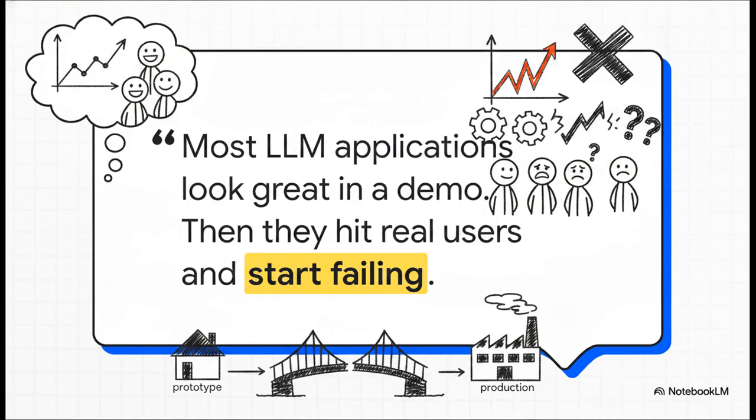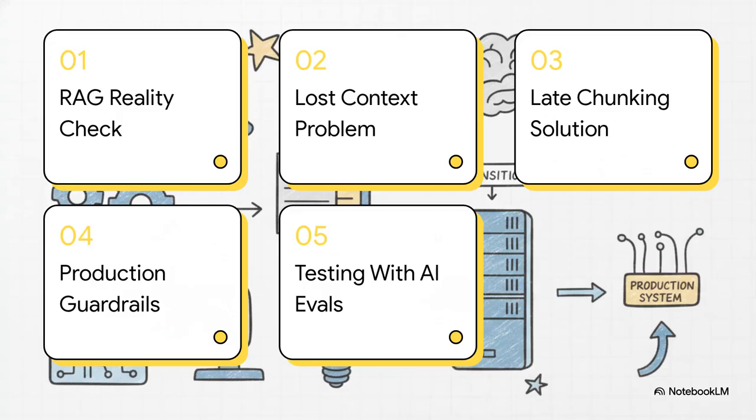It's incredibly easy to build a demo that impresses your team, right? But it is incredibly difficult to build a system that doesn't just randomly hallucinate or crash the second actual users start throwing unpredictable questions at it. Okay, so let's dive into our roadmap for today. We'll start with the RAG reality check, move on to the lost context problem, and then explore the late chunking solution. After that, we'll cover essential production guardrails, and finally wrap up with testing using AI evals.